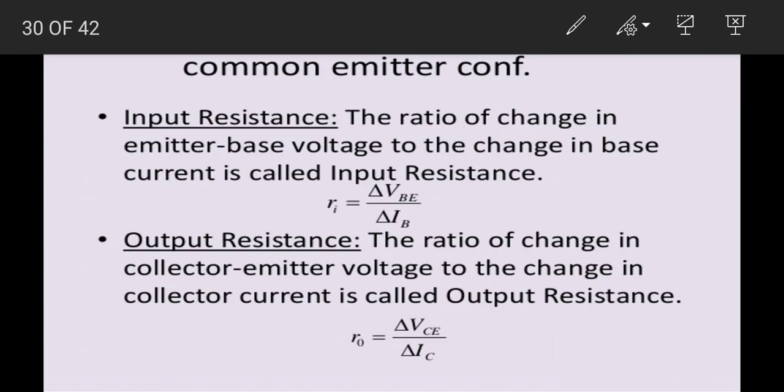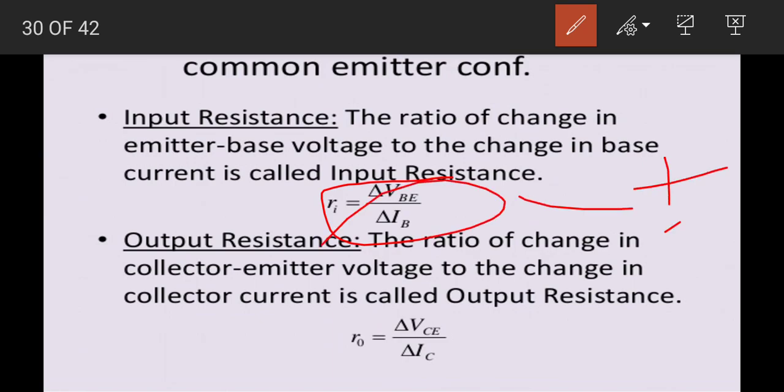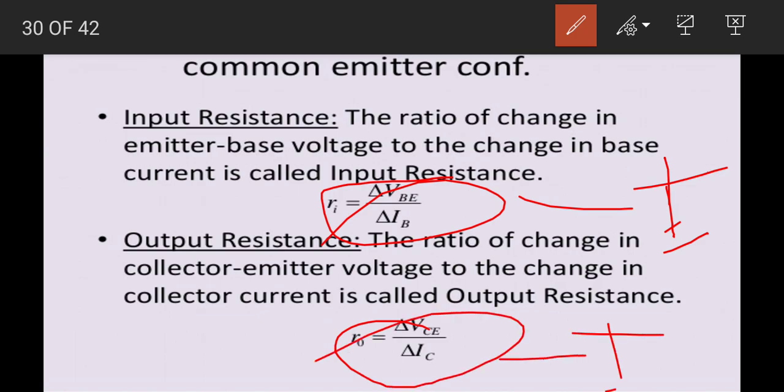Because of the base current and collector current, we know that IE is equal to IC plus IB. So that's why these equations come from. Remember, this equation is very important. We use it in the calculation of RO and RI, the internal resistance, input resistance and output resistance. So it is a very important point. Note it down.